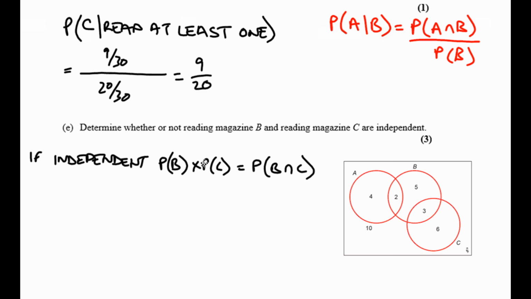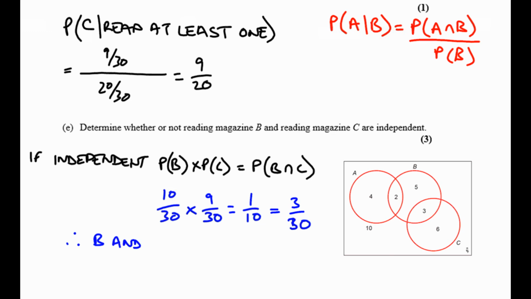Okay, so the probability of B is 10/30. Probability of C is 9/30. And that is going to equal 1/10. What was the probability of B intersection C? Well, that was 3/30, and 3/30 does actually cancel down to 1/10. All right, therefore, B and C are independent.